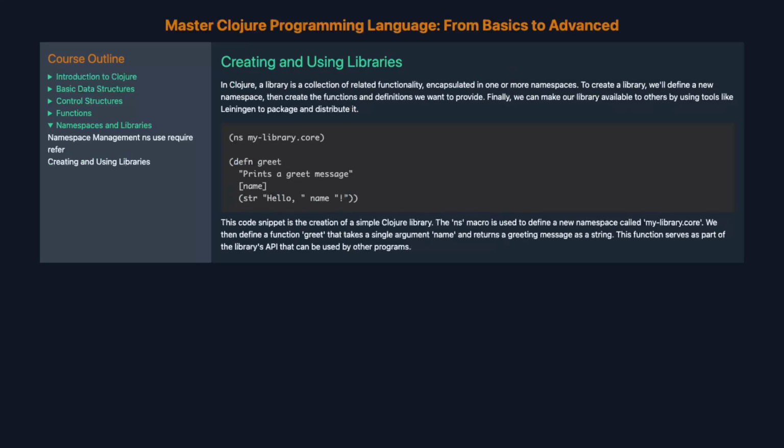Creating and using libraries. In Clojure, a library is a collection of related functionality encapsulated in one or more namespaces. To create a library, we'll define a new namespace, then create the functions and definitions we want to provide. Finally, we can make our library available to others by using tools like Leiningen to package and distribute it. This code snippet is the creation of a simple Clojure library. The ns macro is used to define a new namespace called mylibrary.core. We then define a function greet that takes a single argument name and returns a greeting message as a string. This function serves as part of the library's API that can be used by other programs.